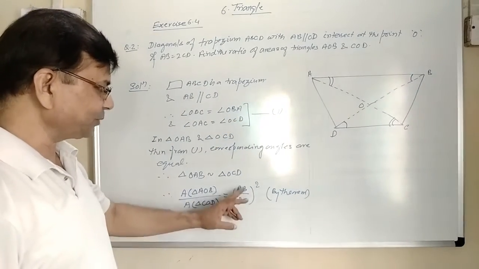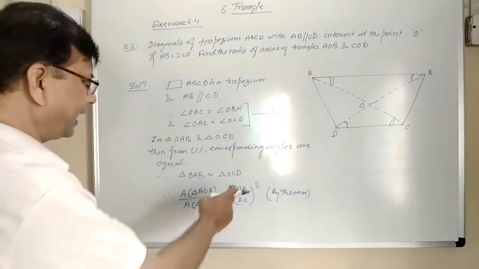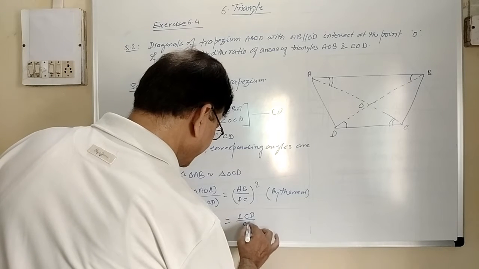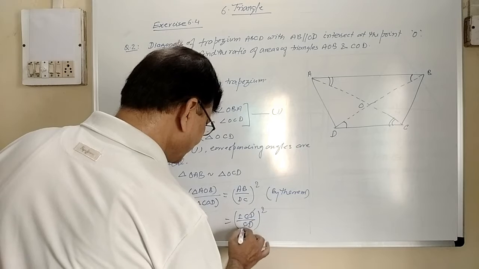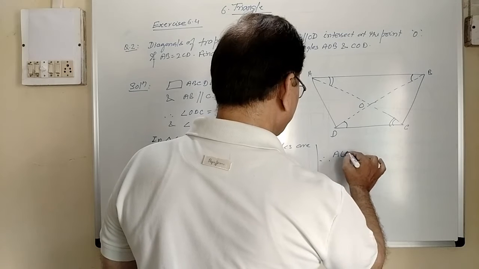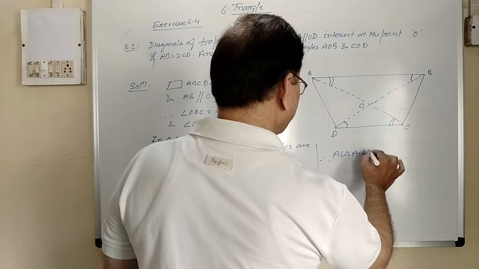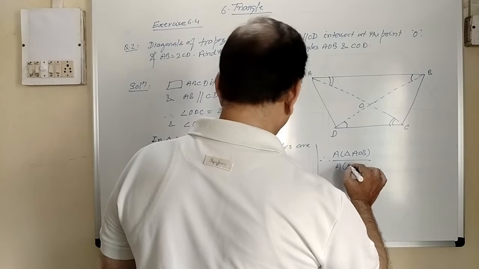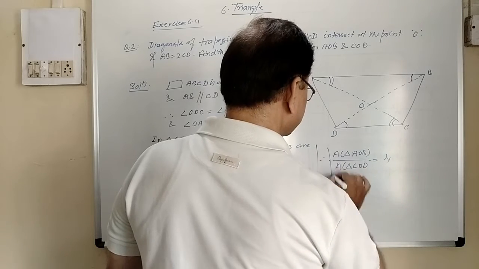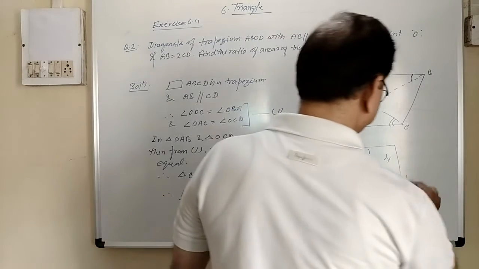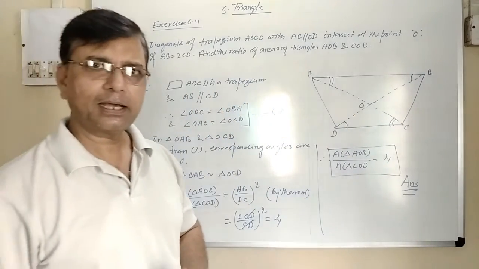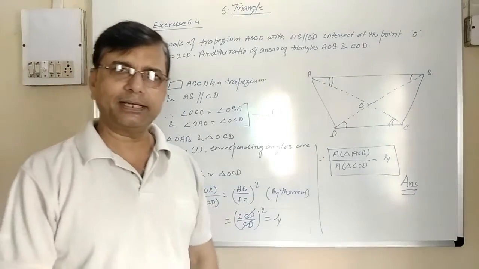So the ratio of the corresponding sides means (AB upon DC) whole square, and it is given AB is equal to 2CD. Therefore we can write (2CD upon CD) whole square. So we will get 4. Therefore the area of triangle AOB upon the area of triangle COD is equal to 4. This is the answer. So the theorem should be remembered and its application should be done wherever it is needed.